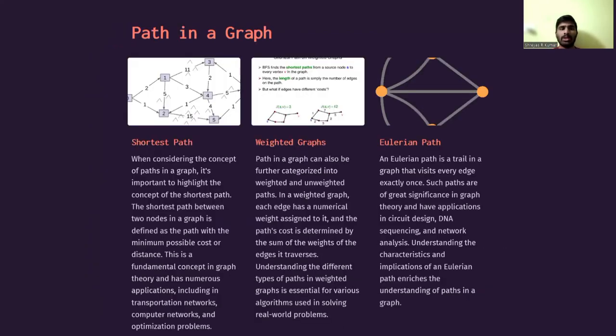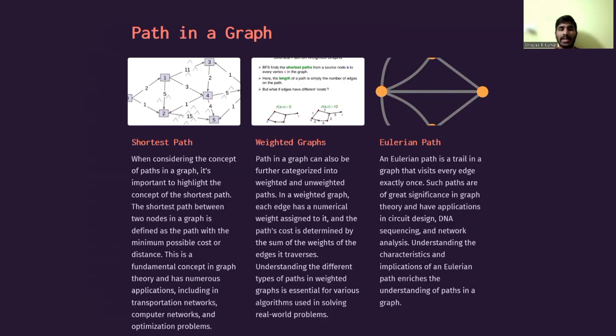Now let's see what a path in a graph is. Shortest path. When considering the concept of paths in a graph, it's important to highlight the concept of the shortest path. The shortest path between two nodes in a graph is defined as the path with the minimum cost or distance. This is a fundamental concept in graph theory and has numerous applications, including in transportation networks, computer networks, and optimization problems.